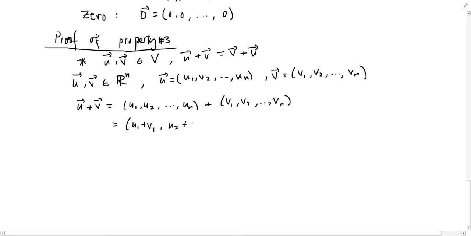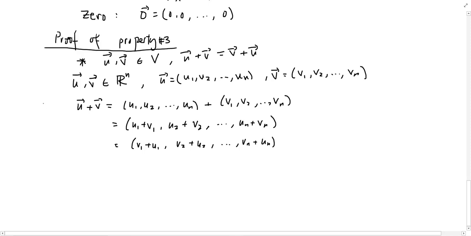So u1 plus v1 becomes the first element, u2 plus v2 becomes the second element, and then dot dot dot to un plus vn. And now, since addition between two real numbers is commutative, I can say that is technically the same as v1 plus u1, v2 plus u2, dot dot dot, vn plus un.